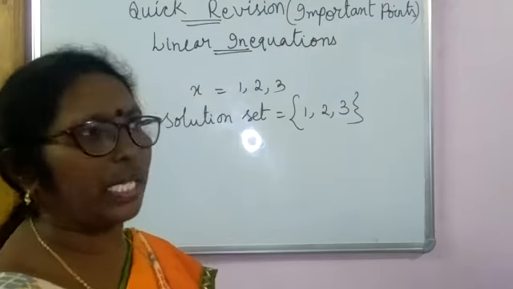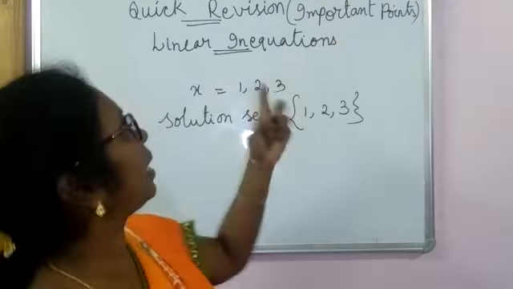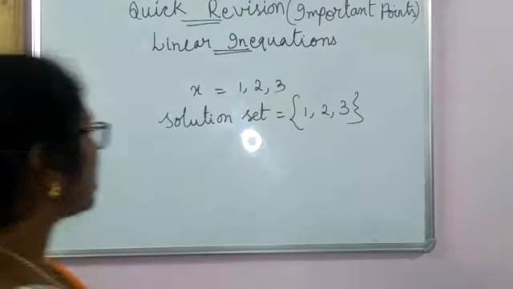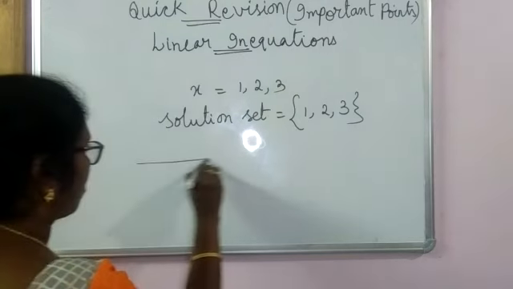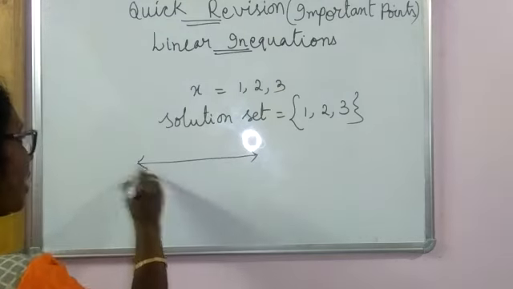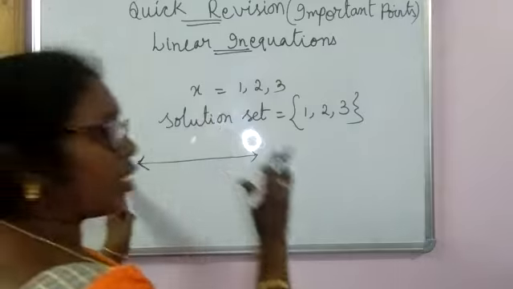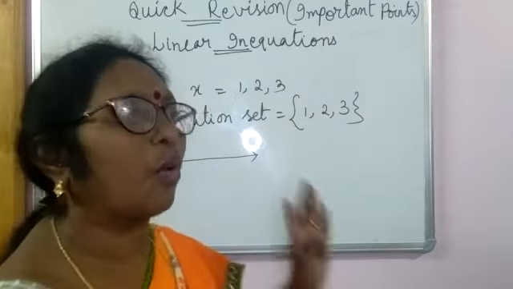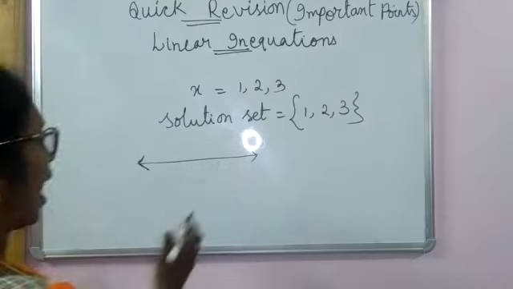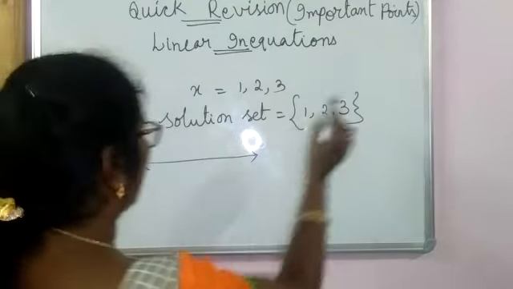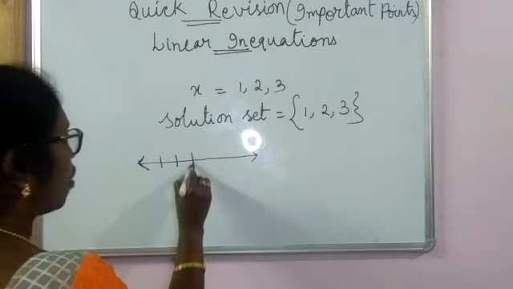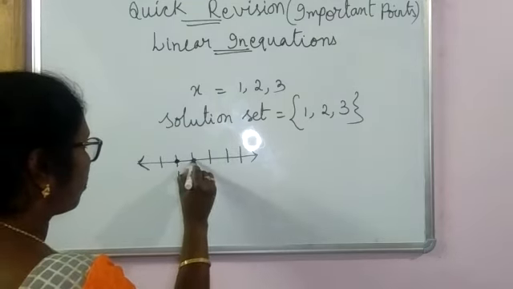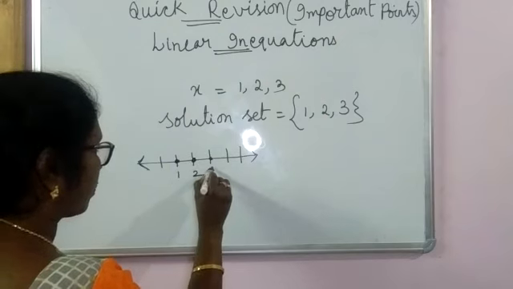Or graph the solution set. Graph the solution set in linear inequations means that it is on a number line. Always use a pencil to draw a number line. And the number line is to be drawn and shown with arrows on both the sides, because that is a line. You have to show the line with arrows. And the answer is 1, 2, 3. So, you have to show 1, 2, 3.